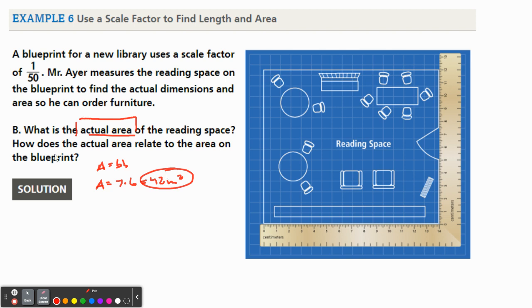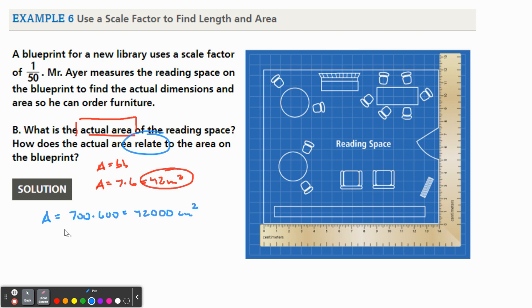Now, if they want us to compare, and I'll do this in blue, if they want us to relate the two areas, then I don't want to use the meters. I want to use the same units as the scale up above. So I actually want to use the centimeters. So to do this comparison, I'm going to use the 700 centimeters by the 600 centimeters. And that's 420,000 centimeters squared.